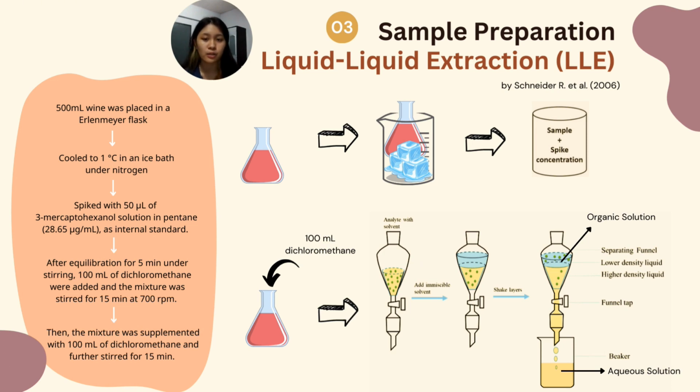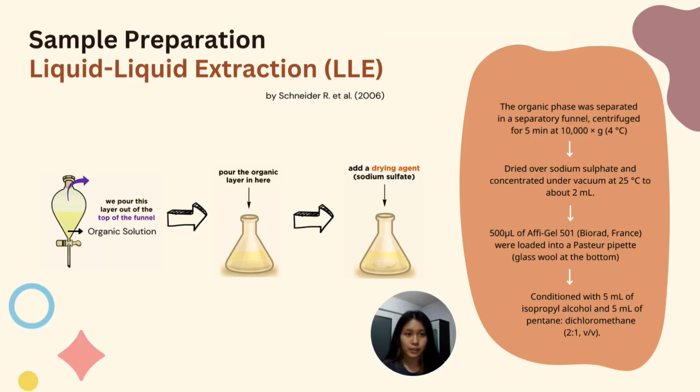After equilibration for 5 minutes under stirring, 100 ml of dichloromethane was added and the mixture was stirred for 15 minutes at 700 rpm. Then the mixture was supplemented with 100 ml of dichloromethane and further stirred for 50 minutes. Next, the organic phase was separated in a separatory funnel and centrifuged for 5 minutes. It is dried over sodium sulfate and concentrated under vacuum at 25 degrees Celsius to about 2 ml.